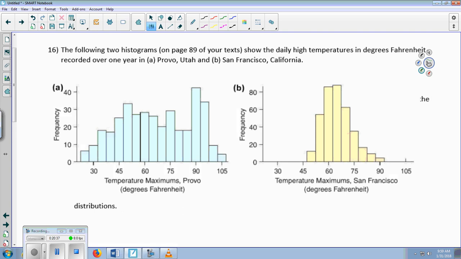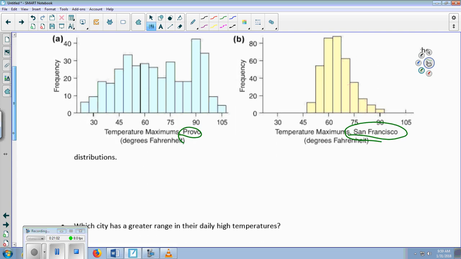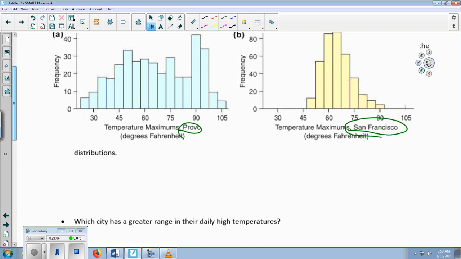The following 2 histograms, also from your textbook, show the daily high temperatures in degrees Fahrenheit for 1 year from Provo, and one of these is from San Francisco. So over here we have Provo, and this histogram is San Francisco. Describe the shape and center of these 2 distributions. These are a little bit tough to describe.